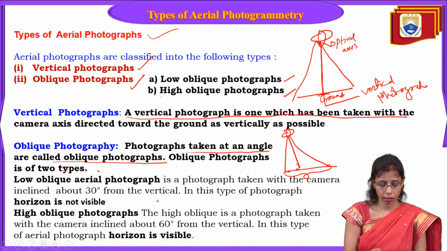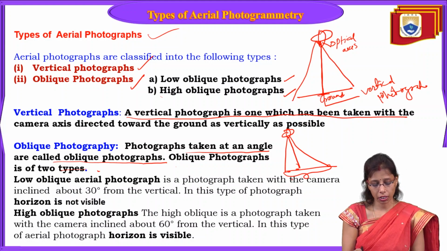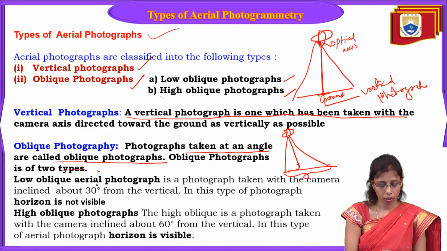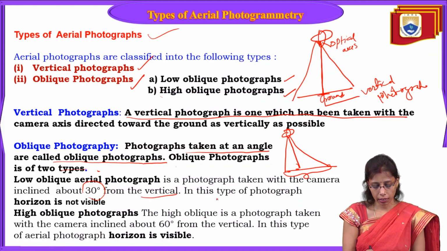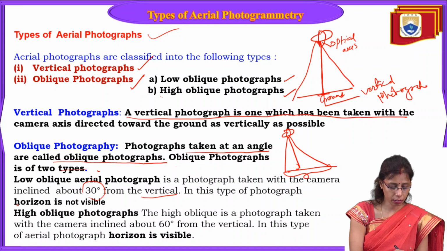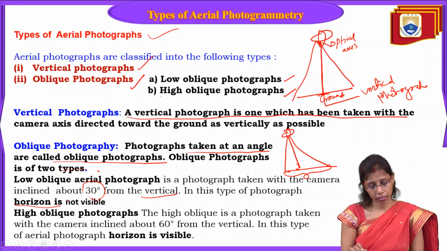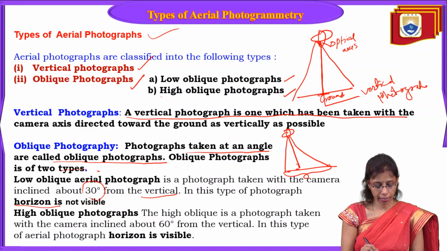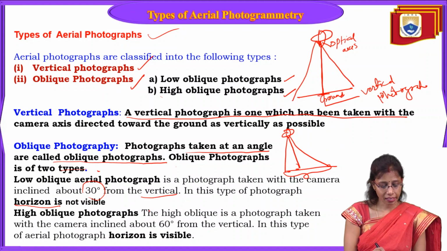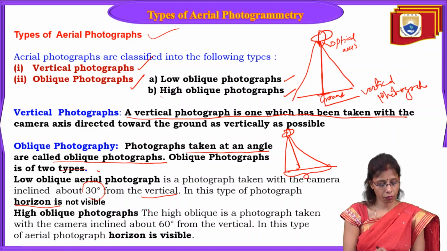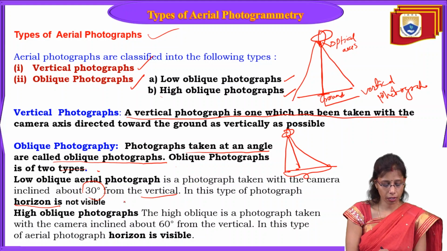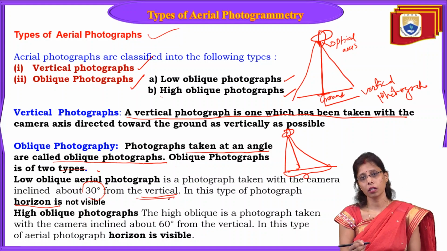So what is a low oblique aerial photograph? It is a photograph taken with a camera inclined about 30 degrees from the vertical. In this type of photograph, the horizon is not visible. What is the horizon? I'll tell you in the next slide. First, let us understand what is low oblique and what is high oblique. A low oblique photograph is taken from an angle inclined 30 degrees from the vertical. It's called low oblique.